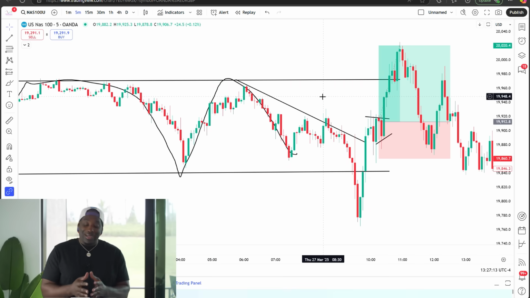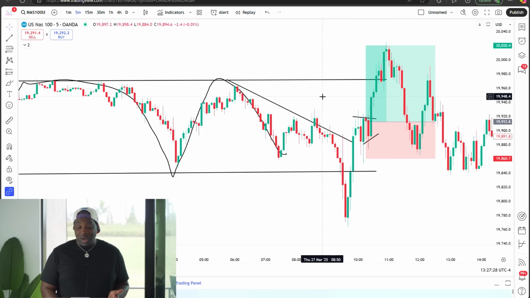So again, I'm looking at environment first. That's the most important part. The most important part, guys, right? And I'm looking to see the reactions around these different levels, and I'm taking the trade. So let me go to today, which is Friday.